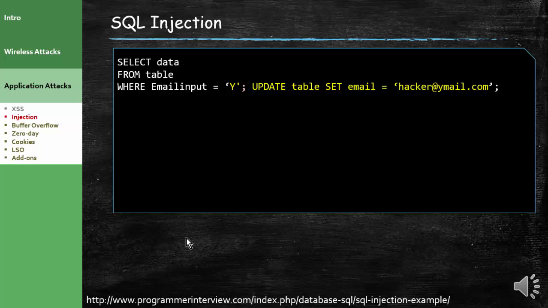So in this case, if you take a look at that, that's going to update some table and set all the email addresses to hacker@ymail.com. So whoever owns the website is going to suddenly find that all of the email addresses are the same after the person runs this attack, which of course is not what we want. So that's a simple example of a SQL injection attack.